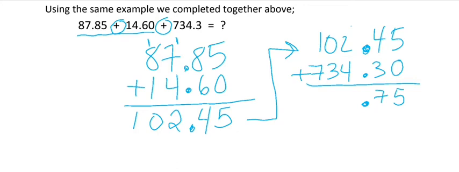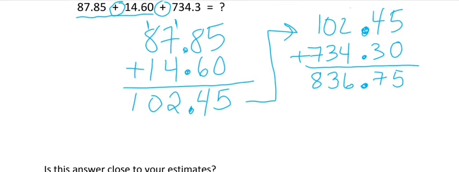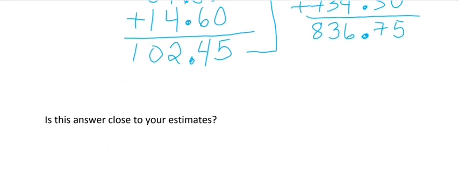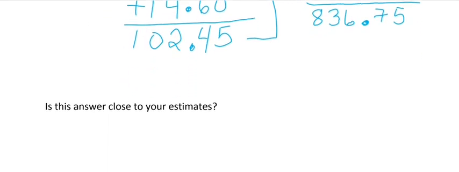2 plus 4 is 6. 0 plus 3 is 3. And 1 plus 7 is 8. So our final answer is 836.75. The question below asks, is this answer close to your estimates?